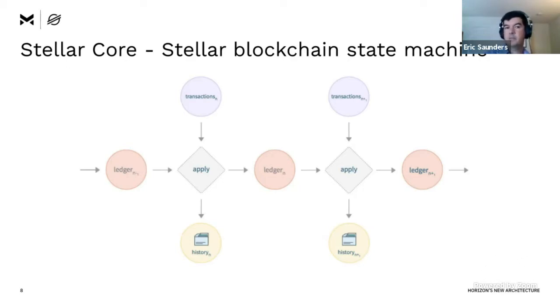So a transaction might be a payment, the payment is applied, your account balance goes up. In the new ledger state, you have more lumens than you had before, for example.